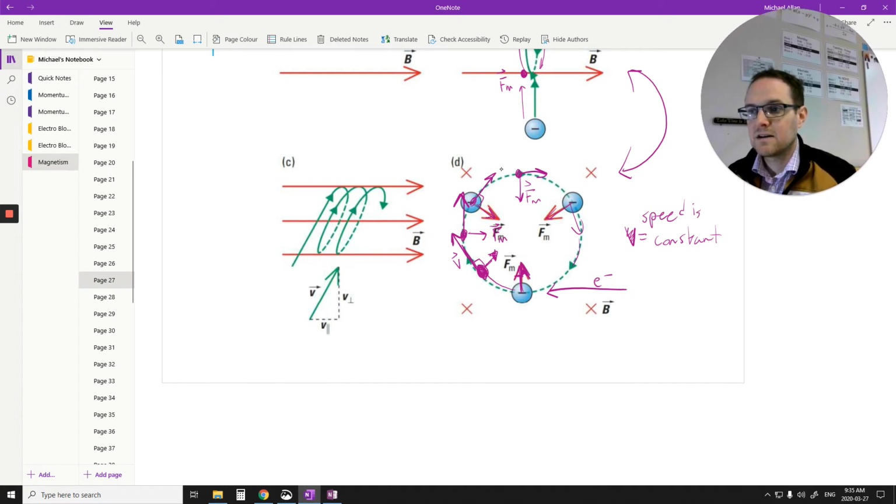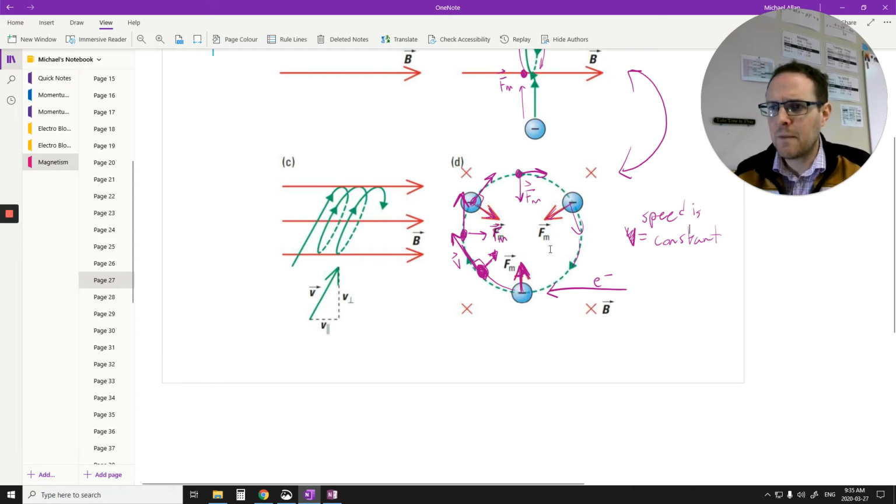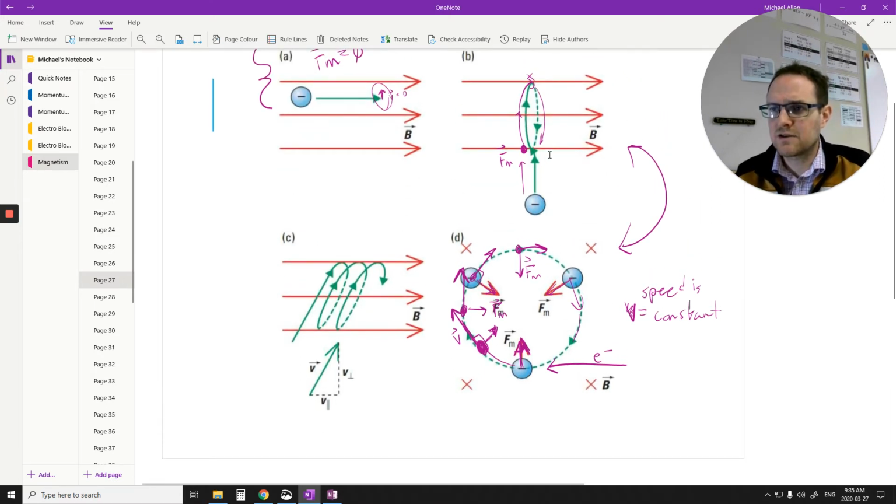Okay. The velocity is always changing because the direction is always changing. But the force is only used to change the direction. It's not used to change the speed of the object. So that's why it creates this little circle. It's creating a little circular motion because the force is always changing direction as the object moves around. And you can see that's what's happening here.